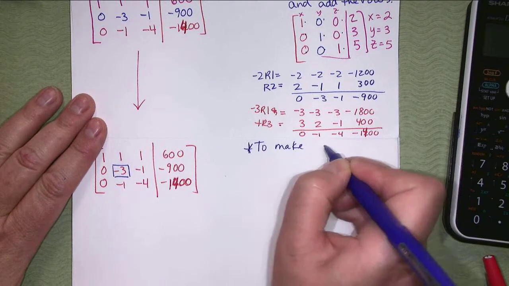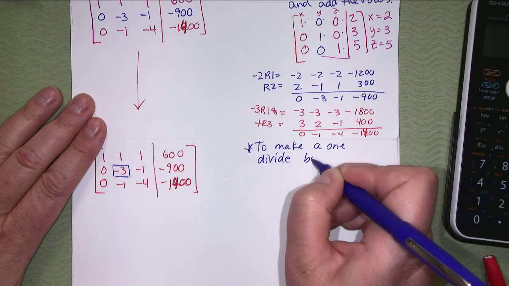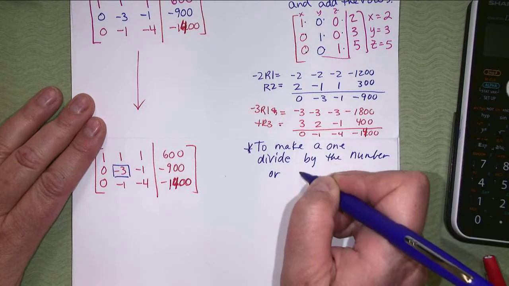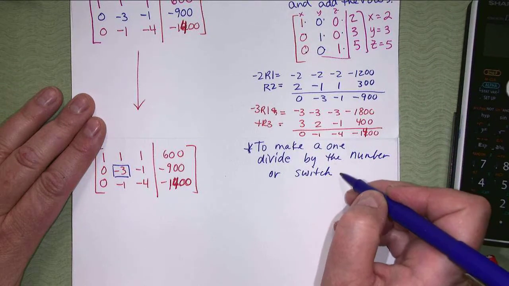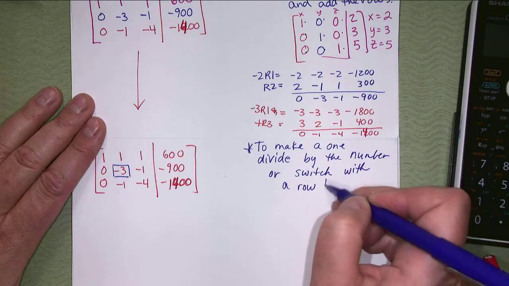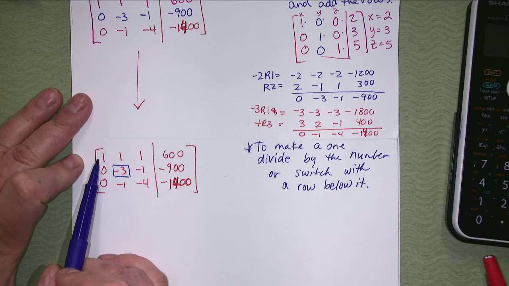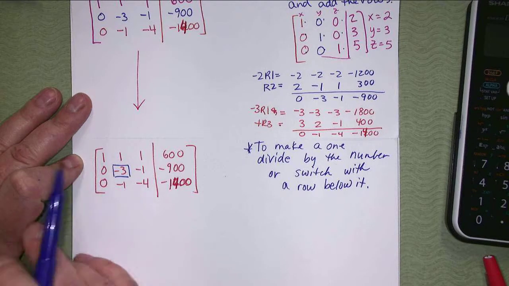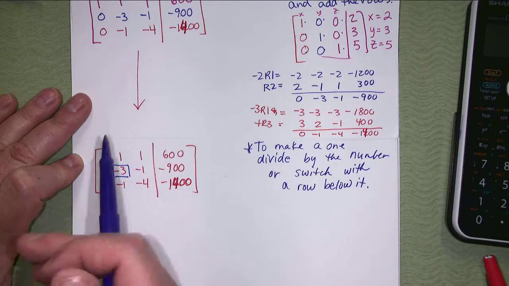Okay? So, to make a 1, divide by the number that's there, or switch with a row below it. Why can't we switch with the row above it? Because I already made the 1 up here, and if I switch that, that 1 would now be moved, and it wouldn't be in the right place. So you don't ever switch with a row above, always below, because we're working our way down. The lead 1 starts here, there, here.